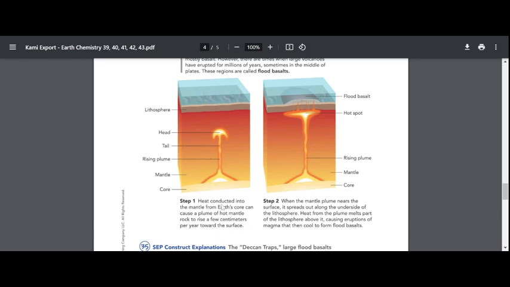Okay, so again, over here, step one, heat conducted into the mantle from Earth's core can cause a plume of hot mantle rock to rise a few centimeters per year toward the surface. Okay, and over here, step two, when the mantle plume nears the surface, it spreads out along the underside of the lithosphere. Heat from the plume melts part of the lithosphere above it, causing eruptions of magma that then cool to form flood basalts.